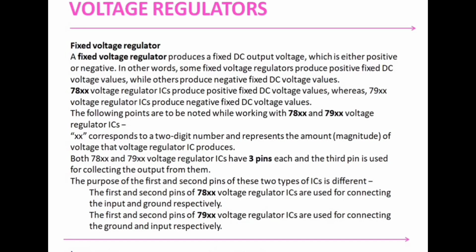So I will tell you the IC name. It starts with 78XX. If we substitute 05 for XX, it will produce 5 volt DC voltage. So the 78XX voltage regulator ICs produce positive fixed DC voltage values, whereas 79XX voltage regulator ICs produce negative fixed DC voltage values.